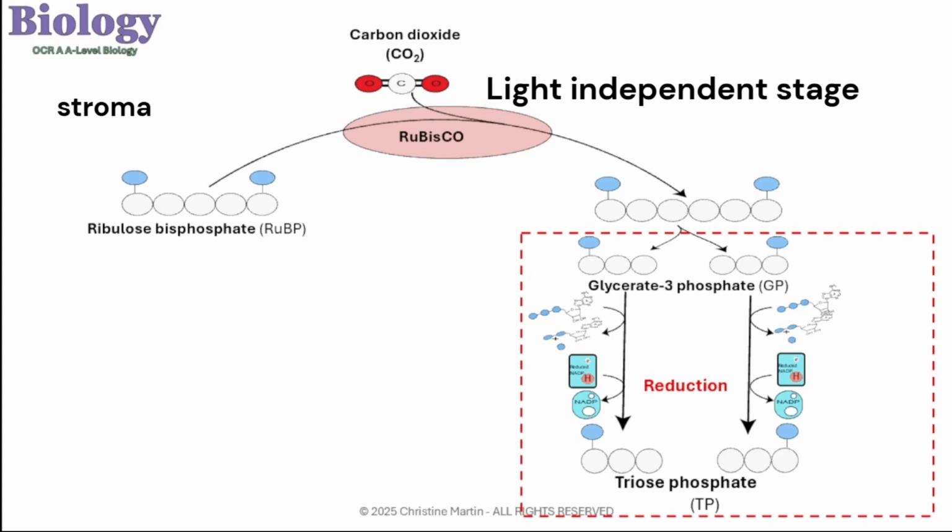The whole reduction stage requires ATP and reduced NADP, which were produced in the light-dependent reaction. So products from the light-dependent reaction are required for the reduction process in the light-independent reaction.